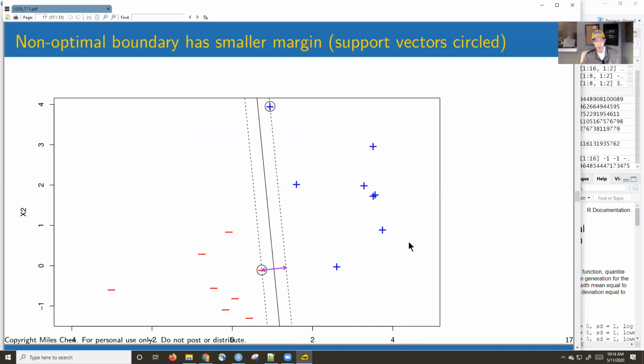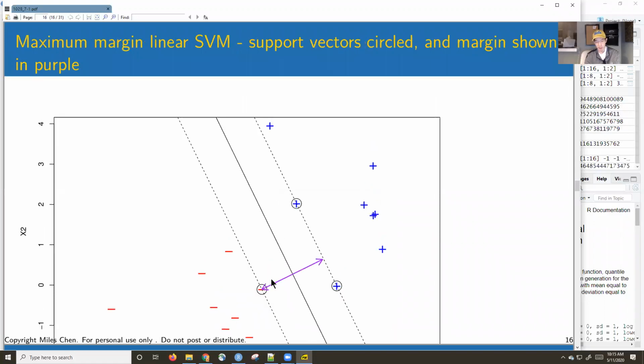Okay, this would be a non-optimal boundary, right? And we can see that the distance here is a lot smaller. These would serve as the support vectors on this non-optimal boundary. This is the one that we want. Okay, we want to maximize this margin here.